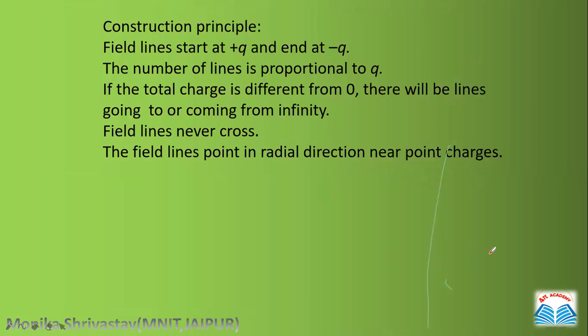Okay, so the construction principle of field lines, you know that they start from positive Q and end at negative Q. The number of lines is proportional to the charge. If the total charge is different from zero, there will be lines going to or coming from infinity. Field lines never cross. Field lines point in the radial direction, etc. So these are some characteristics or construction principles of the electric field lines that you have already studied in your 11th or 12th standard.